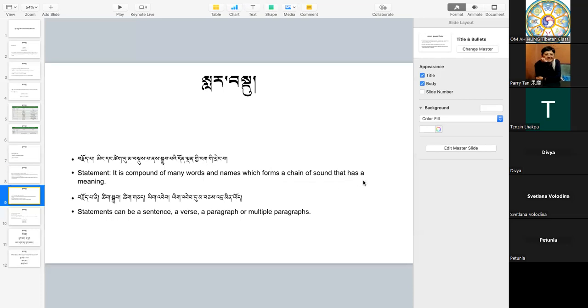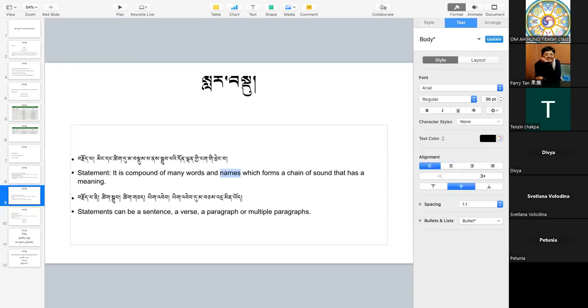A chain of sound that has a meaning. Ngak, which means the sound that comes, or speech. You can translate it as speech or sound. A sound, a chain of sound, meaning many sounds coming together. And when we look at the meaning of these sounds, some may be names or naming words.